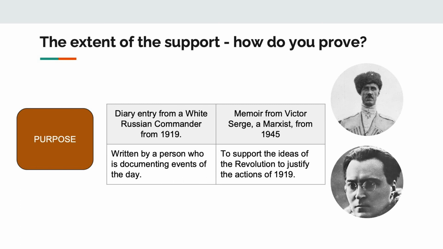You could also write it from the purpose point of view. Think about how the commander, his purpose in writing is just about documenting the events. However, the purpose behind Victor is really to support the revolution and justify their actions in 1919. You can use this type of source analysis essentially in order to then come up in that third paragraph for this is why the sources mainly agree or why they mainly disagree.